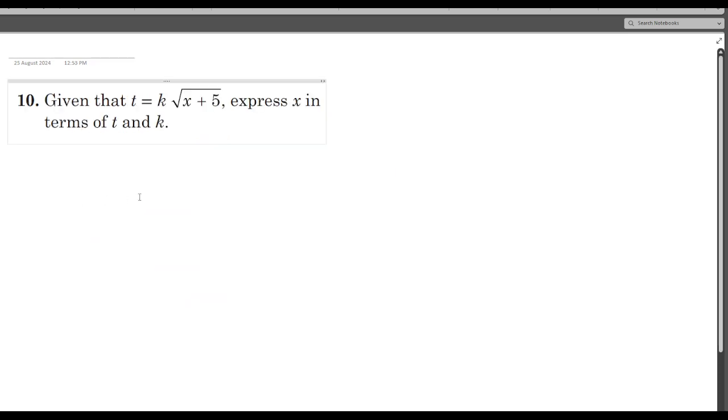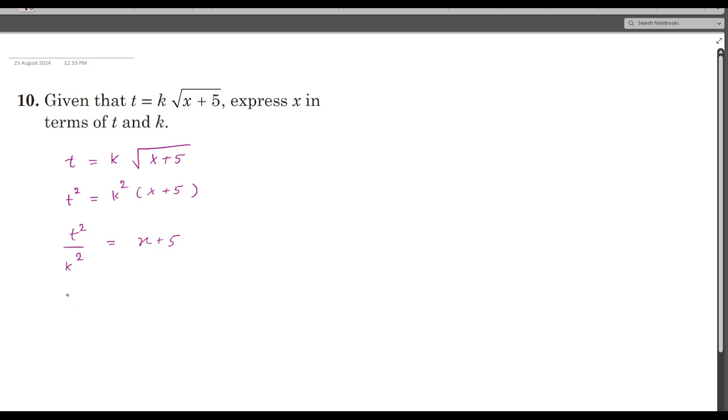Now the next question, given that t is equals to k root x plus 5, express x in terms of t and k. Okay, so t is given as k times root of x plus 5. Now as x is in square root, the first thing we can do is we square both the sides. So we get t square is equals to k square, and here in bracket it is x plus 5. Then we can divide both the sides by k square. So it is t square divided by k square will be equal to x plus 5. Then we will subtract 5. So it is t square divided by k square minus 5 is equals to x.